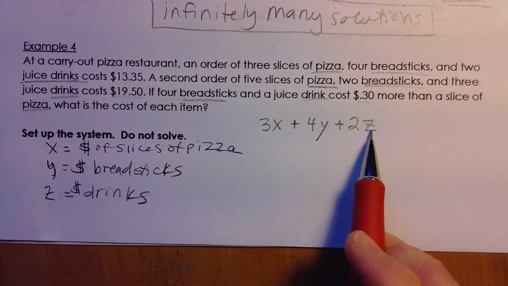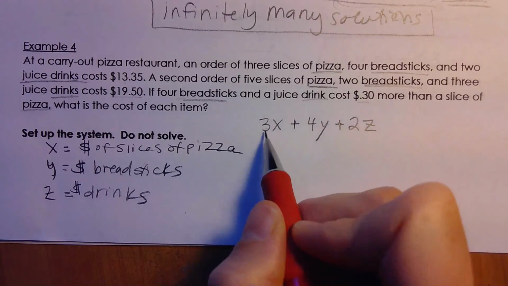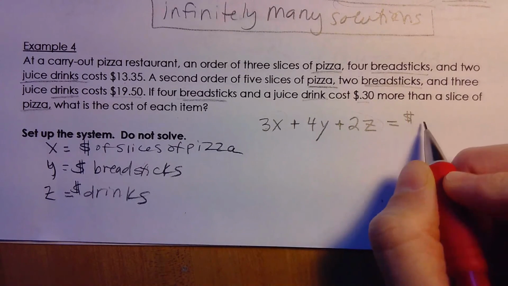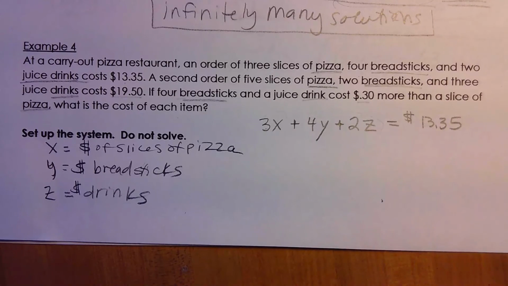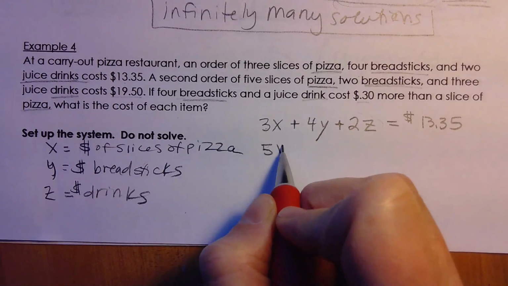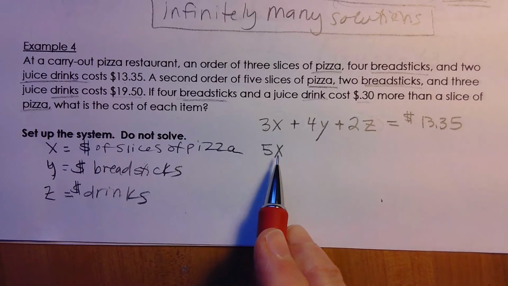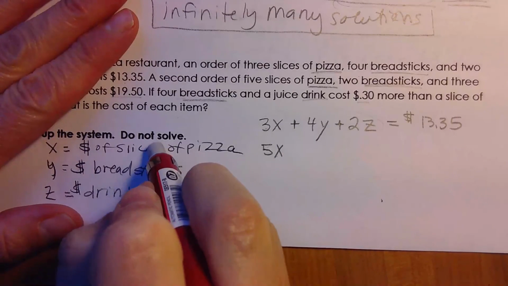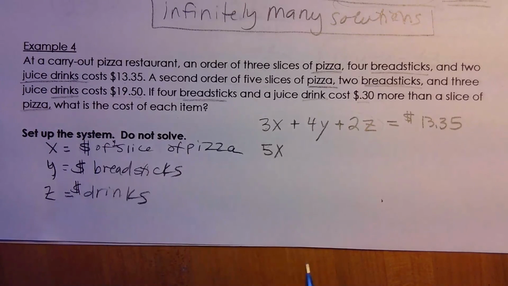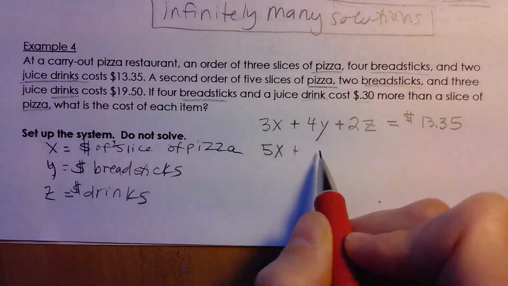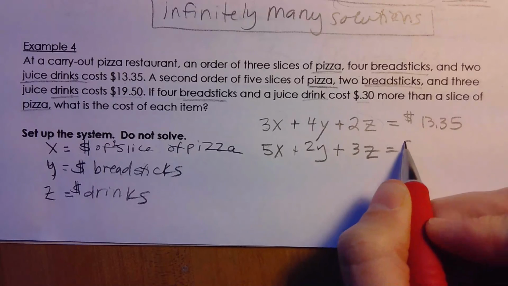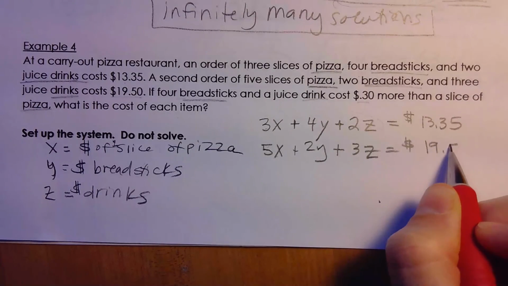And Z is the cost of a drink. So if you have 2 of them, 2 times Z would give you the total cost of the drinks. So this is how much money you're spending, and that dollar amount totals up to $13.35. The second order would be 5 slices of pizza, so 5 times X, where X is the cost of one slice of pizza. Then 2y for the breadsticks, and there's 3 drinks, and that cost $19.50.